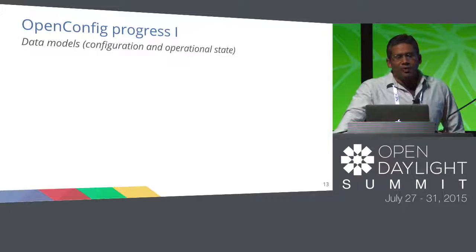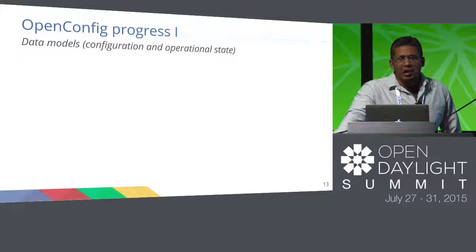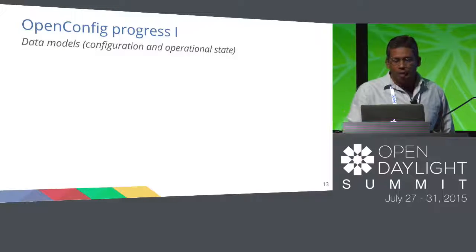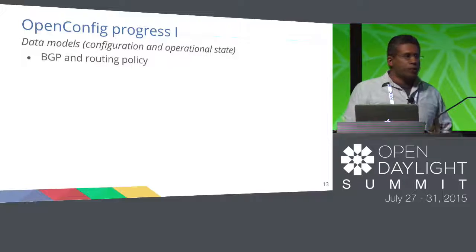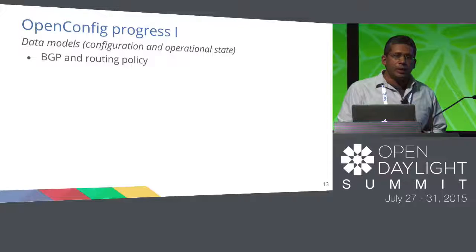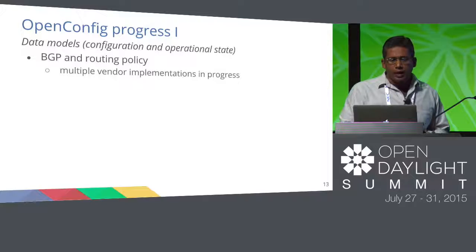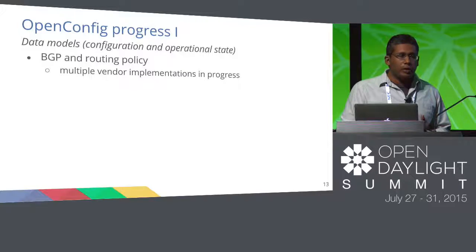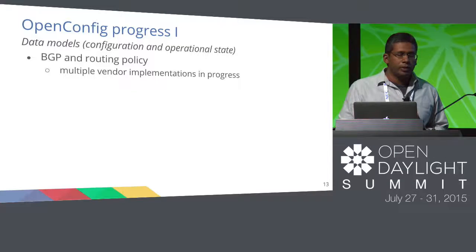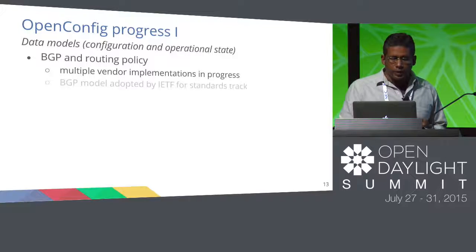So we have a bunch of progress on data models, right, both for configuration and for operational state. We've published a model for BGP and routing policy. They're actually two different models, but they work closely together. We have multiple vendor implementations of the BGP and routing policy models in progress, and I'll say more about that.